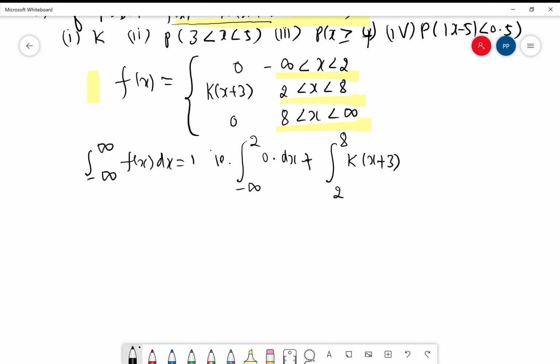and the next integral is, sorry, 8 to infinity. In that case, the value is, okay, so integral 8 to infinity, there the function is 0. So the first and last integrals go off. Okay, so we just evaluate the remaining integral. There is only one integral.